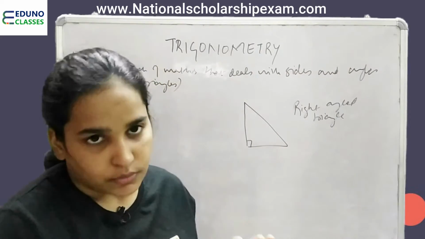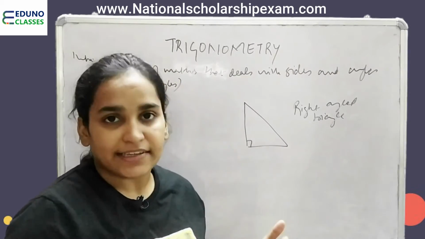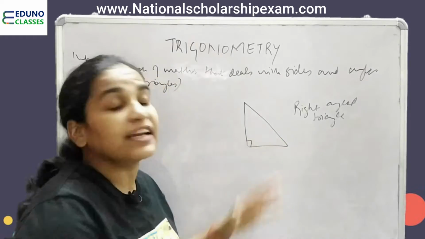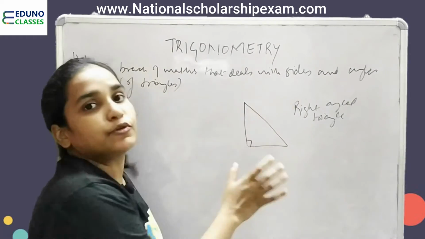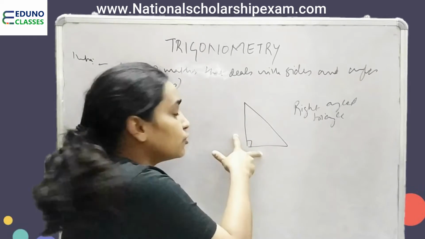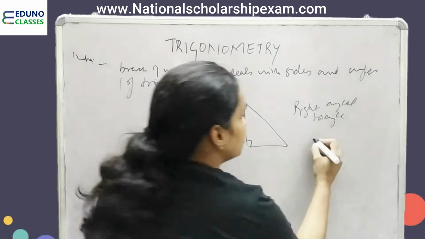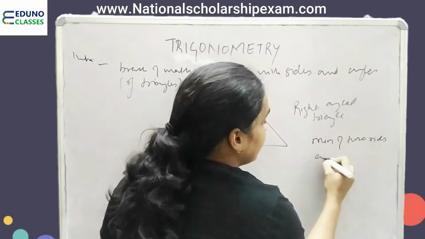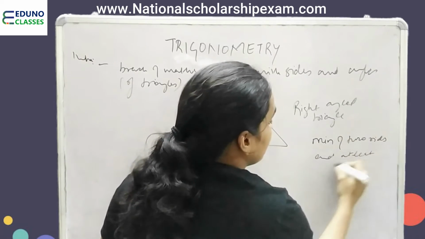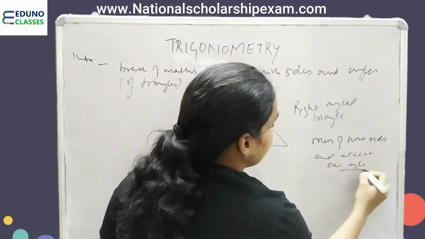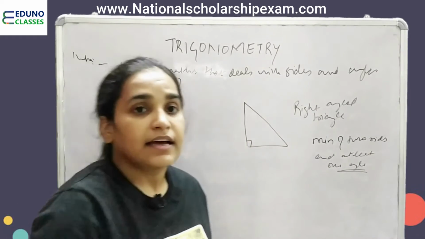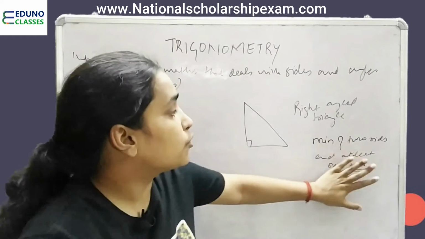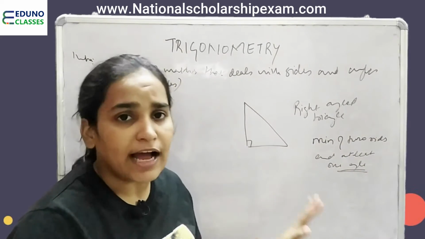What does trigonometry do? Actually, if you want to make a triangle, specifically right angle triangle, you have to tell minimum of two sides, right? You have to tell minimum of two sides and at least one angle, right? Otherwise a right angle triangle cannot be formed, right? Minimum of two sides or an angle you have to tell.